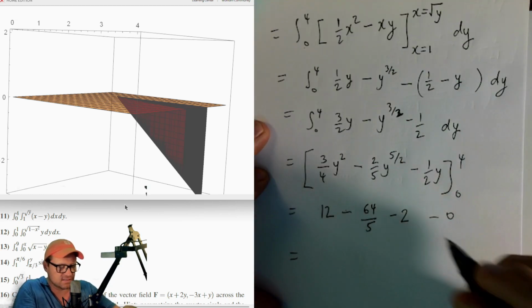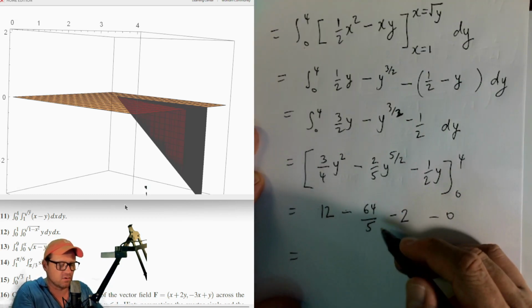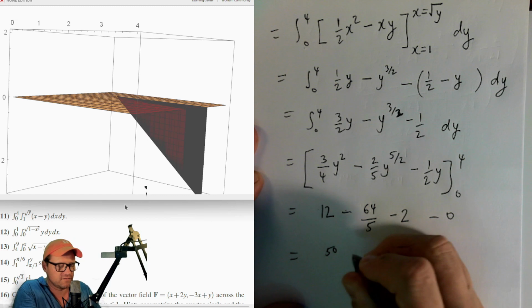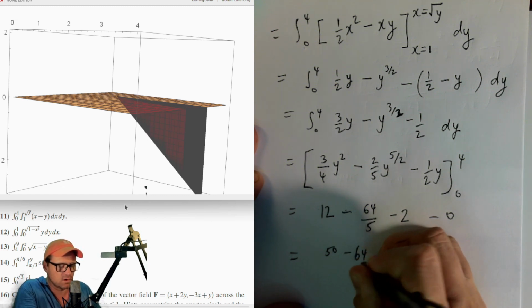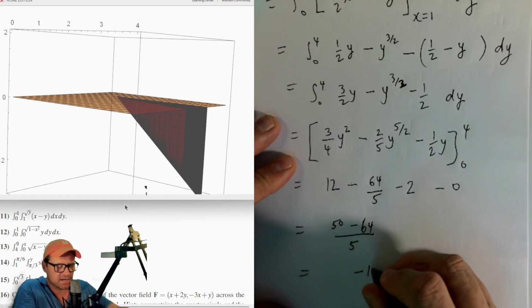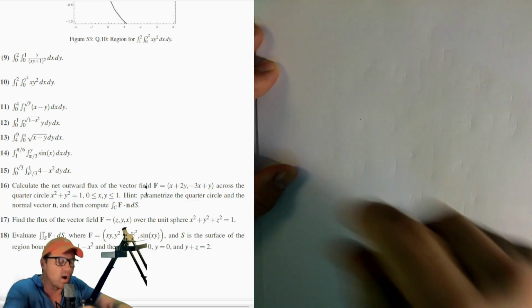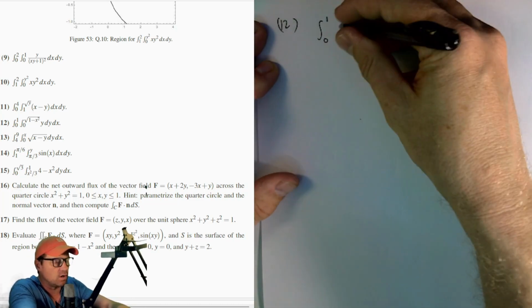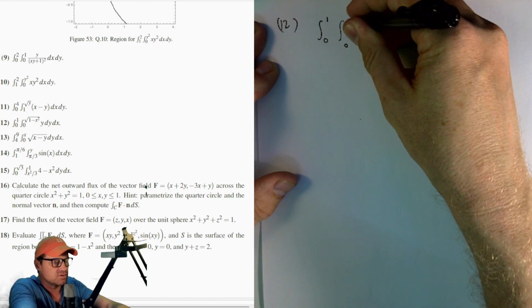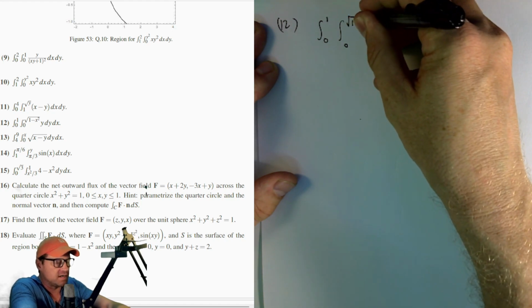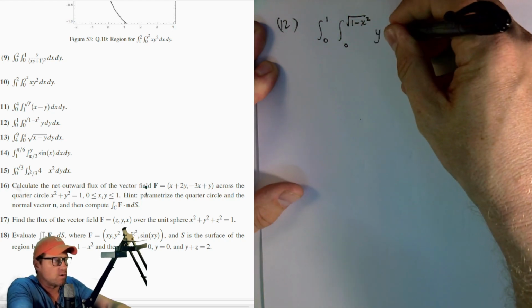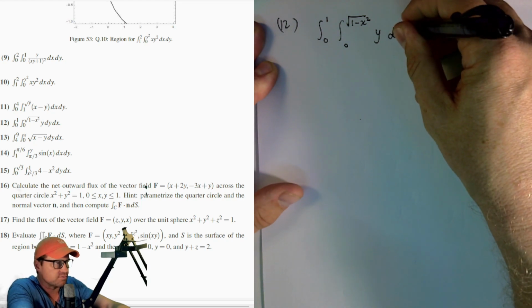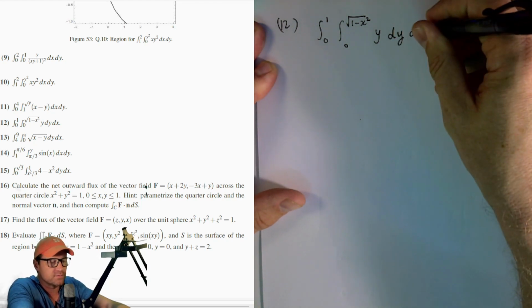Okay, so this is 10 minus 64 over 5, or 50 minus 64 over 5, which gives us minus 14 over 5. Question 12, double integral as x goes from 0 to 1, and y goes from 0 to the square root of 1 minus x squared. We're integrating y. Let's do this first with respect to y and then with respect to x.